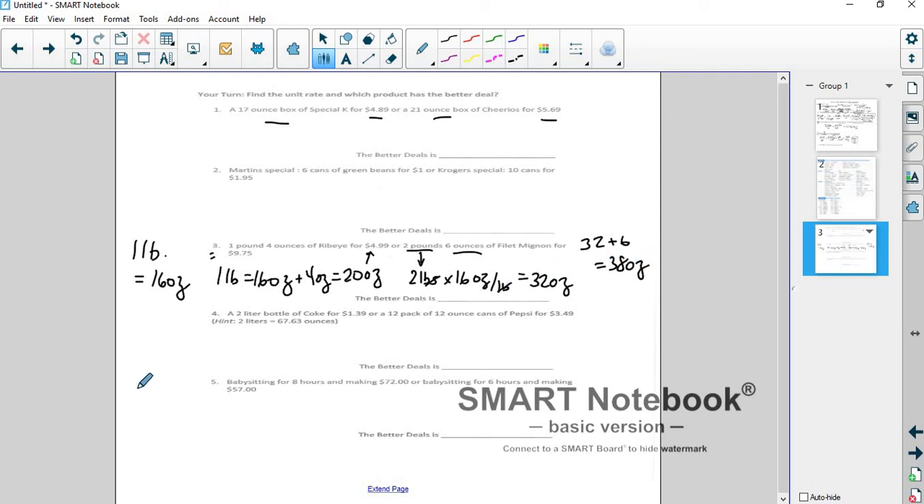Alright, so what do I have? I have $4.99 for 20 ounces. And I'm going to compare that to this one, which is $9.75 for 38 ounces. All right, so it's the unit rate, same thing we did before, $4.99 divided by 20 is equal to $0.2495 per ounce. Okay, if we take 9.75 divided by 38, we get 0.2565.